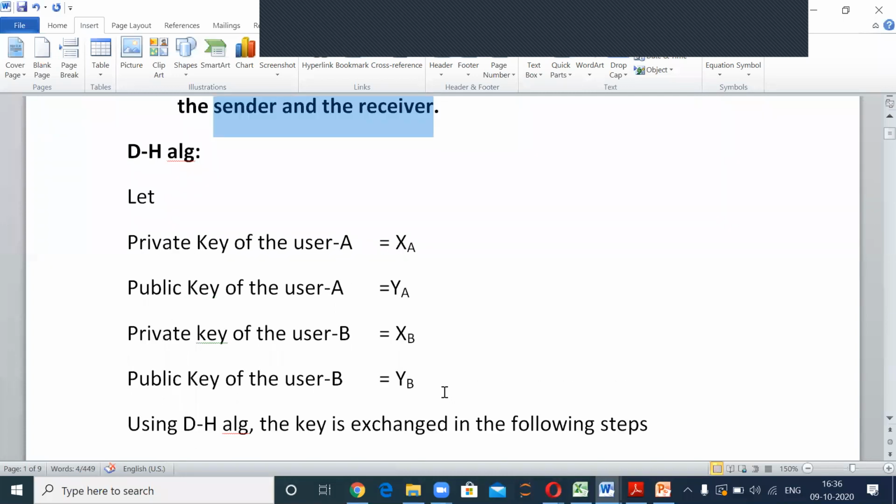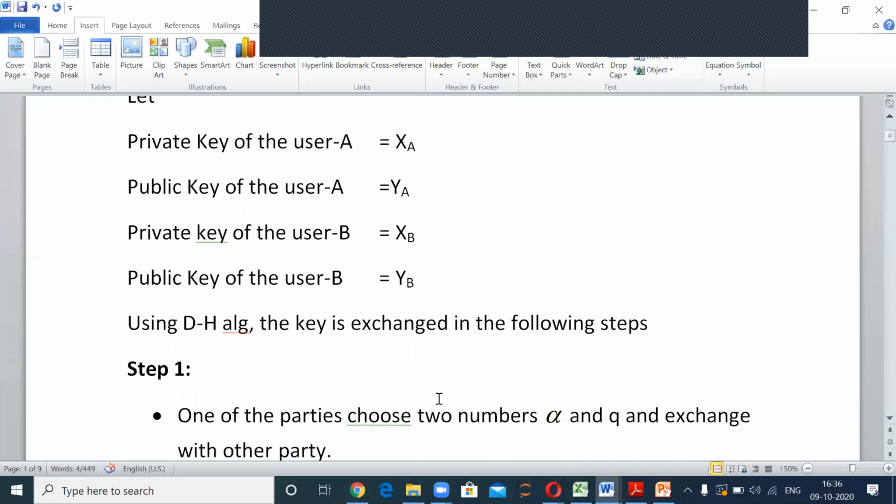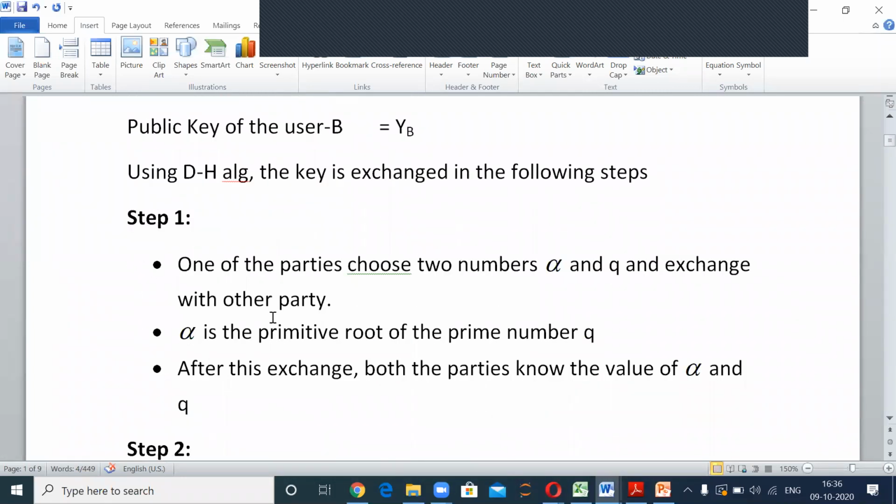What is the main objective of this algorithm? To exchange the secret key between the sender and the receiver. What are the steps? I am representing the three steps.